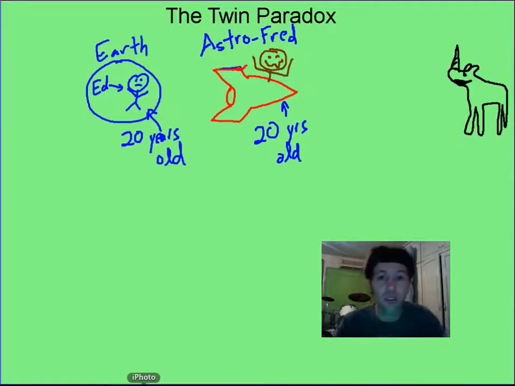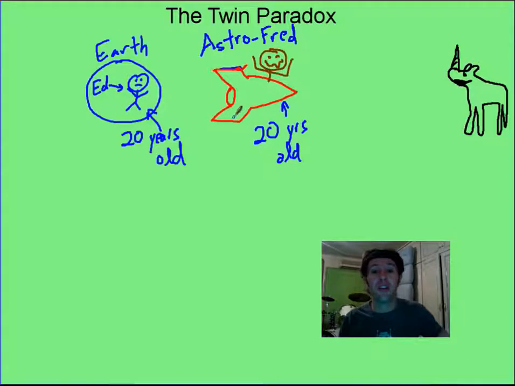There's a famous relativistic quandary, I don't know if that's a word, called the twin paradox, where let's say you've got two twins who are hanging out on Earth. One we're going to call Earth Ed, because he's not going to leave the Earth, and the slightly crazier, adventurous one we're going to call Astro Fred. And Astro Fred is going to go on a mission. They're both 20 years old, because they're twins.